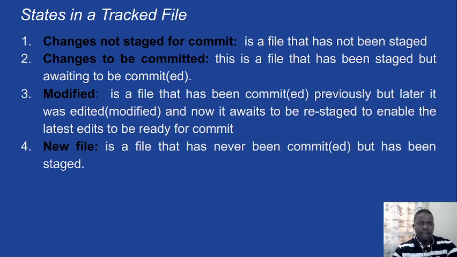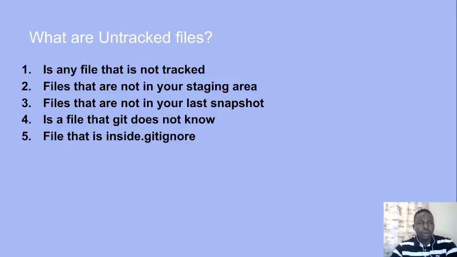A new file is a file that has never been committed but has been staged. We'll get to that when we get to the terminal. What are untracked files? What can we categorize as an untracked file?